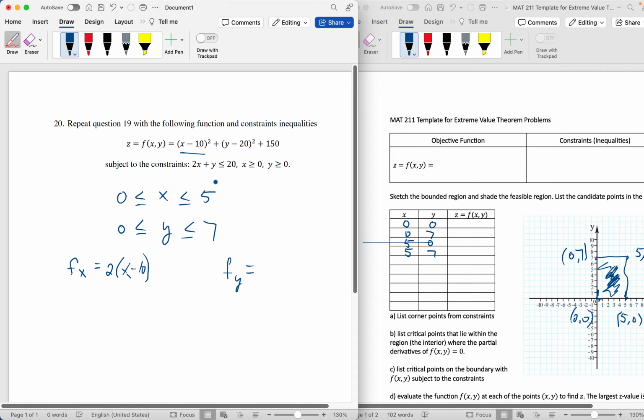So that's it. We do the same thing with this next one, y minus 20 squared. But since y is a constant, this whole thing is a constant. So its derivative is 0.